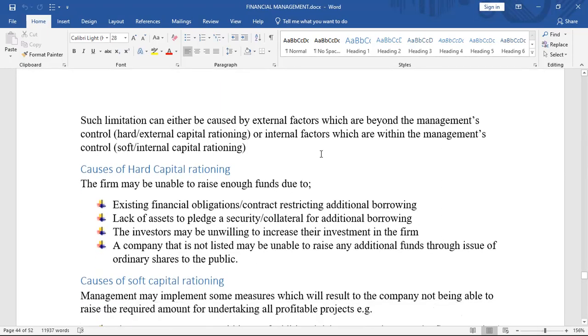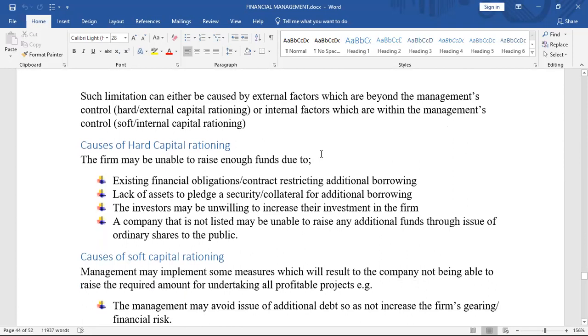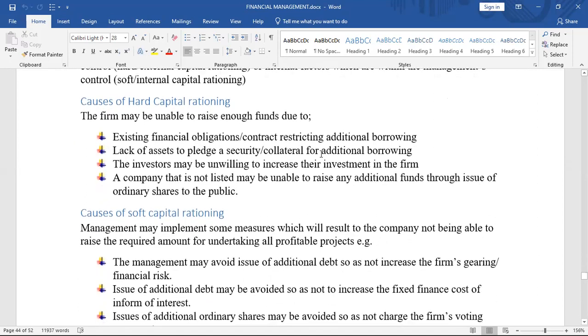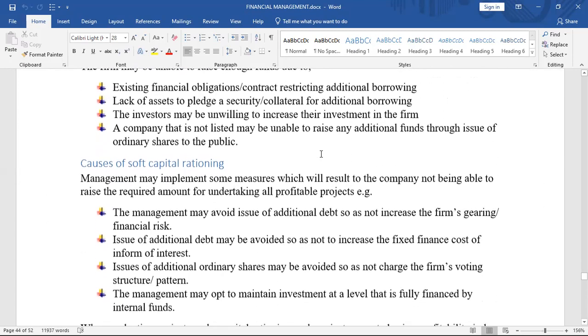So let us start by looking at the causes of hard capital rationing. The firm may be unable to raise enough funds due to existing financial obligations or a contract restricting additional borrowing. Number two, lack of assets to pledge as security for additional borrowing. The third one is that investors may be unwilling to increase their investment in the firm. Then number four, a company that is not listed may be unable to raise additional funds through the issue of ordinary shares to the public.